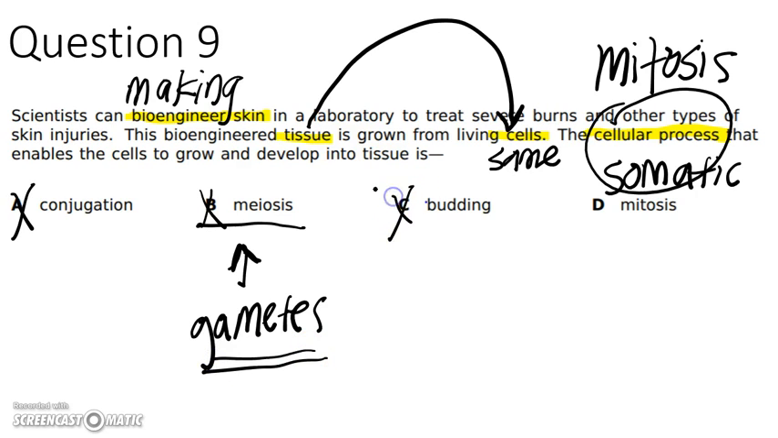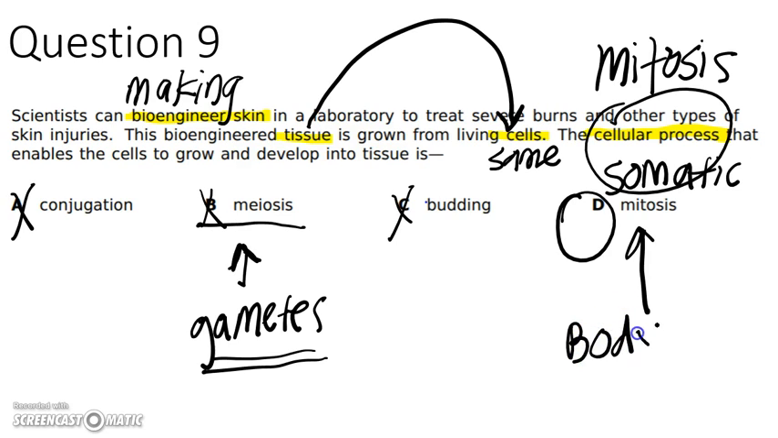Budding we also have not discussed, but it is a form of asexual reproduction. And then mitosis. So there's our answer choice there. We know it's mitosis because mitosis ends up forming our body cells or our somatic cells. And that's going to be the skin cells that can group together to make tissue that is hopefully healthy instead of the burned tissue from that victim. So your answer here is D.